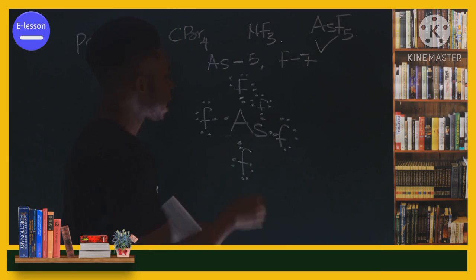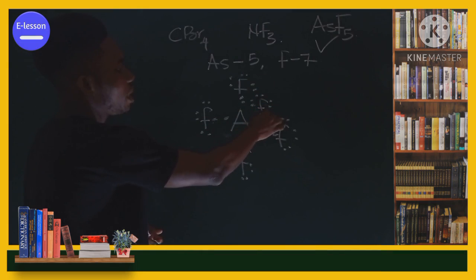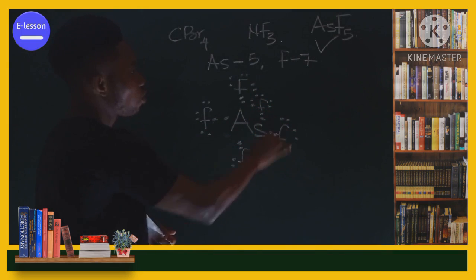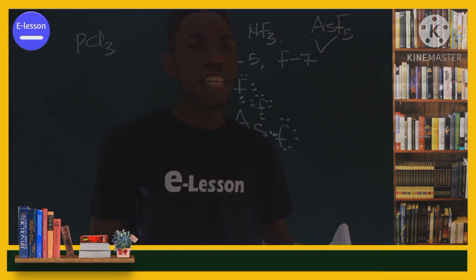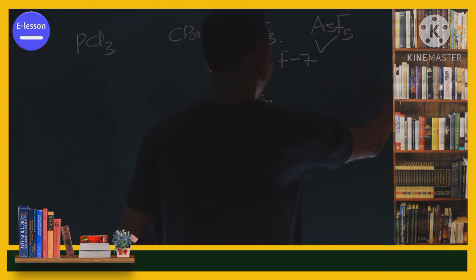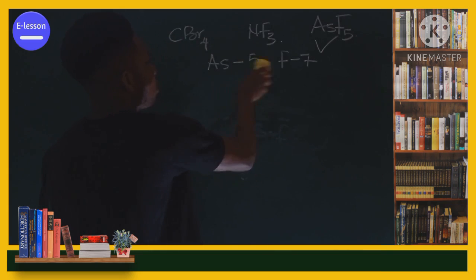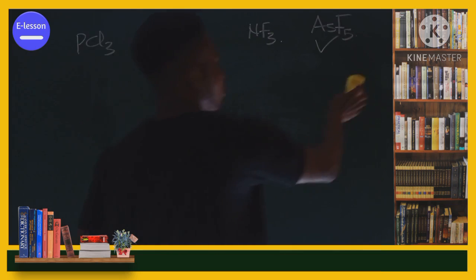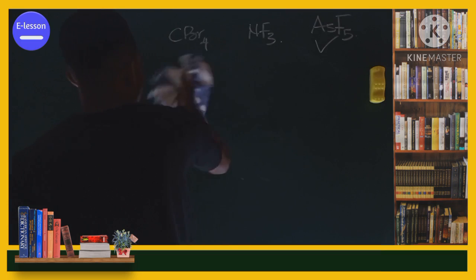Now, if you count around the central arsenic atom, there are more than 8 valence electrons. Let's count. We have 1, 2, 3, 4, 5, 6, 7, 8, 9, 10. So you see that arsenic is having more than the required octet, which is 8 electrons. Hence, arsenic violates the octet rule, or this compound violates the octet rule. So that is it for that question. Now you can draw the Lewis dot structure for the other ones.